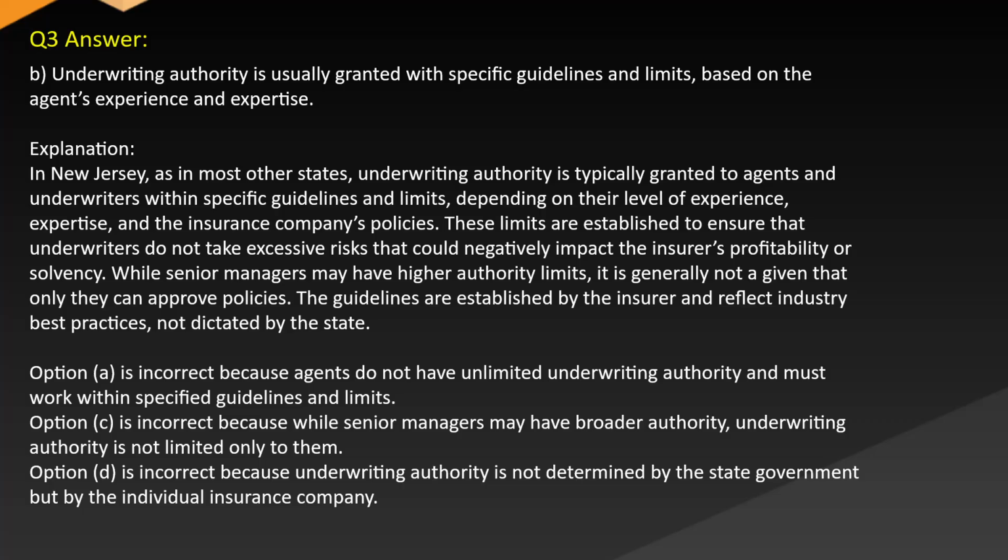Option A is incorrect because agents do not have unlimited underwriting authority and must work within specified guidelines and limits. Option C is incorrect because while senior managers may have broader authority, underwriting authority is not limited only to them. Option D is incorrect because underwriting authority is not determined by the state government but by the individual insurance company.